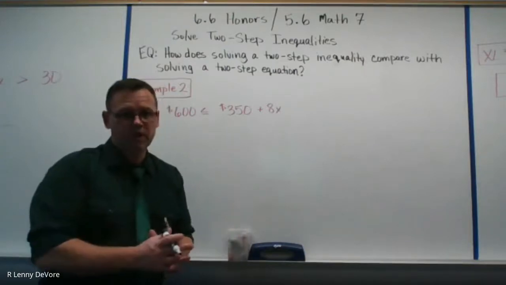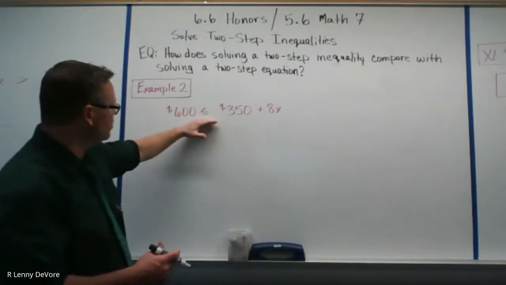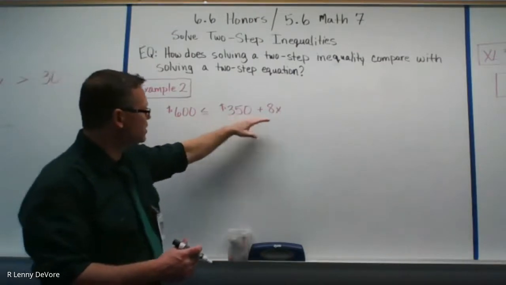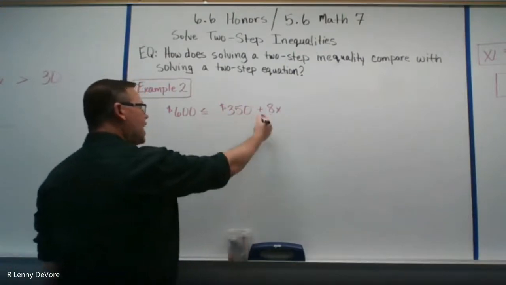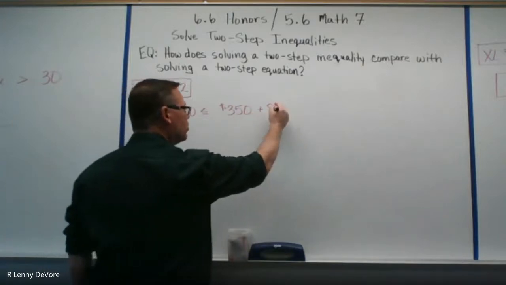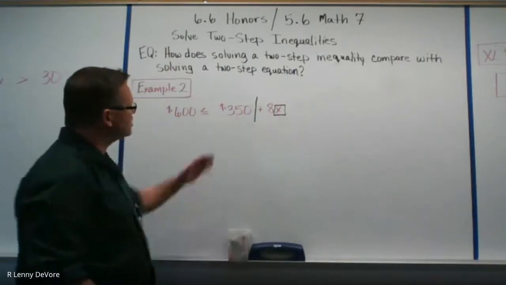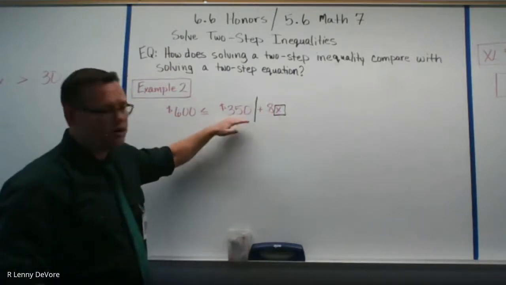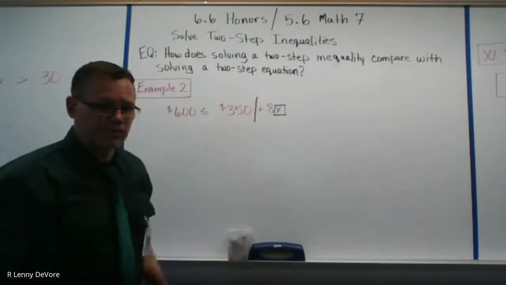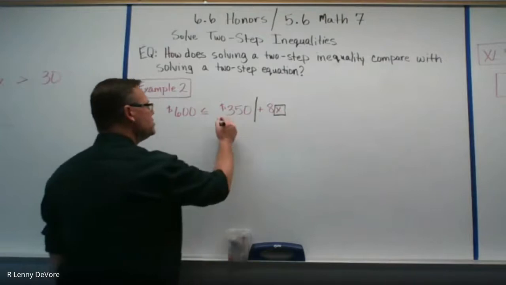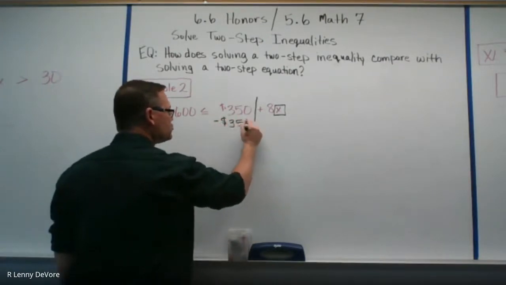isolate the variable, okay? So when I go to solve this, we've got $600 is less than or equal to $350 plus 8x. Now, over on the side of the inequality that has the variable, we want to isolate this variable. I'm going to separate these terms. Now, the first thing I want to do is I want to get rid of the term here that is not associated with the variable, okay? So in other words, I am going to subtract, since I'm adding 350, I'm going to subtract 350.